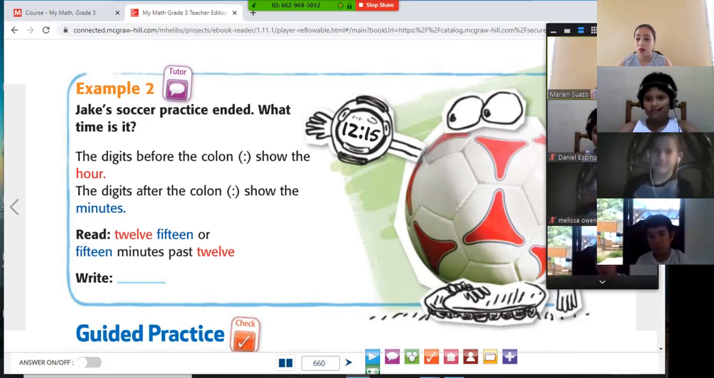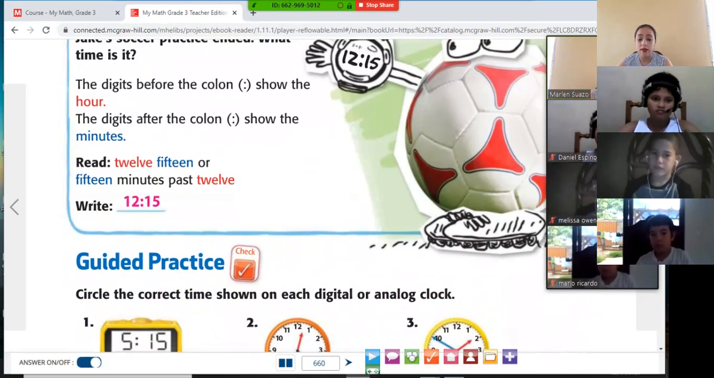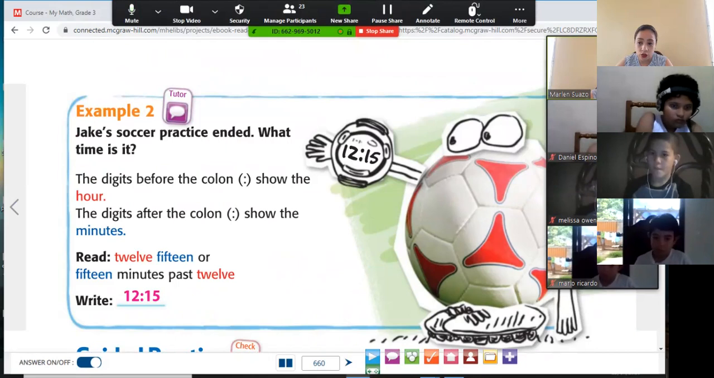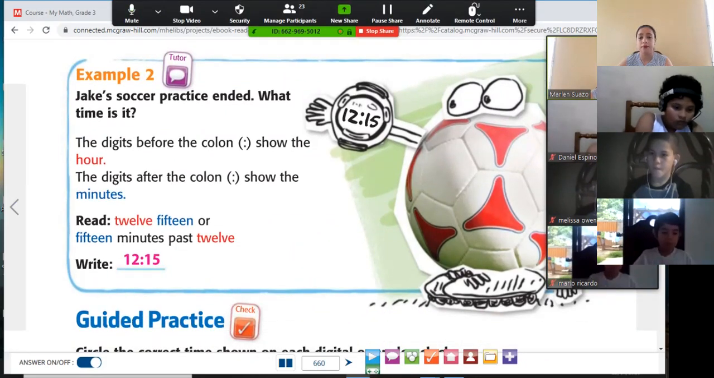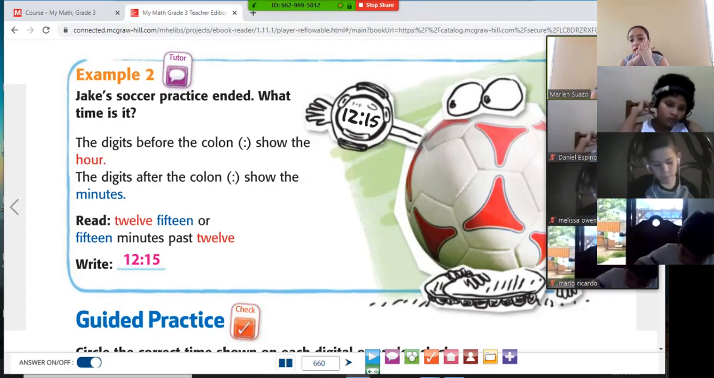Now, what time is it? It's 12:15, or 15 minutes past 12. So what is the answer? 12:15. On the first line, write 12:15. What time is it? It's 12:15.